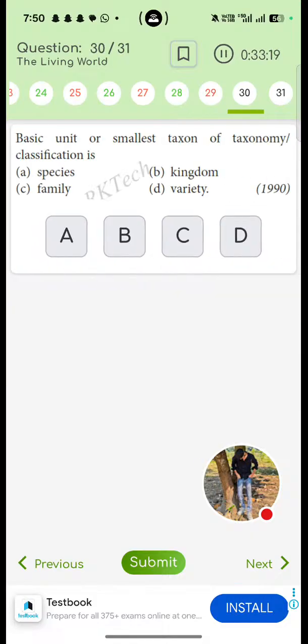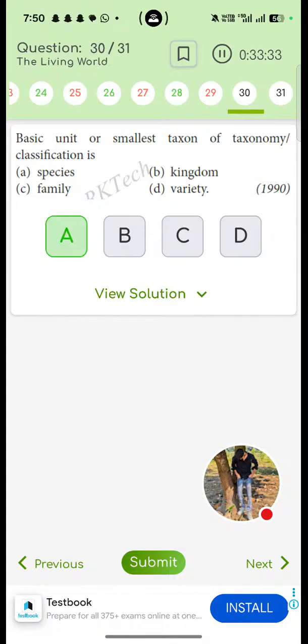Next. The basic unit or smallest taxon of taxonomic classification is species. Species is the basic unit or smallest taxon of taxonomic classification.